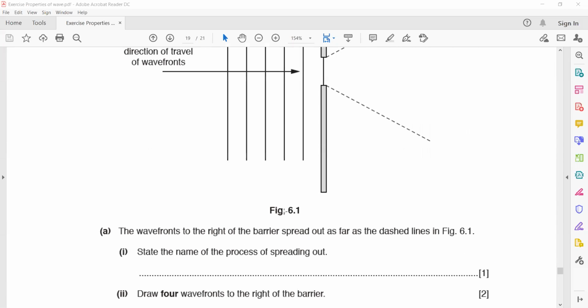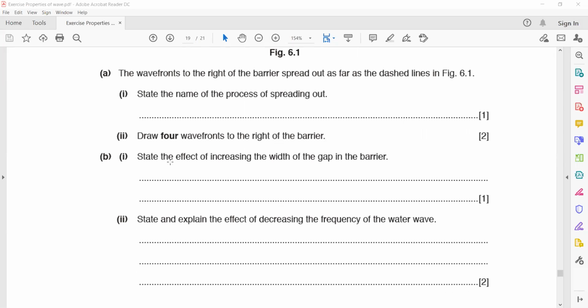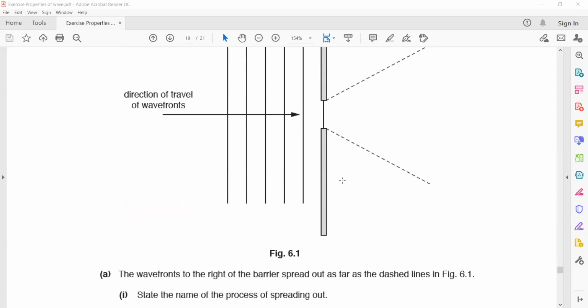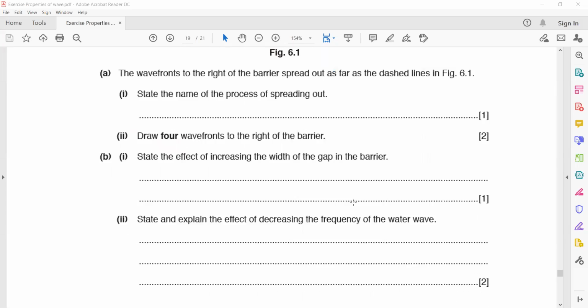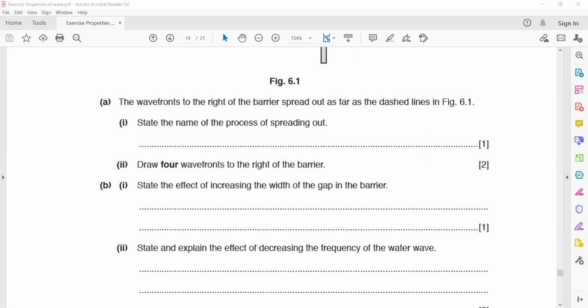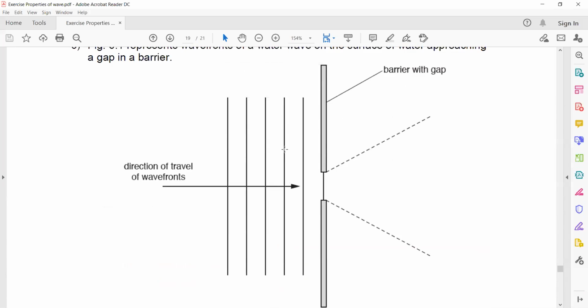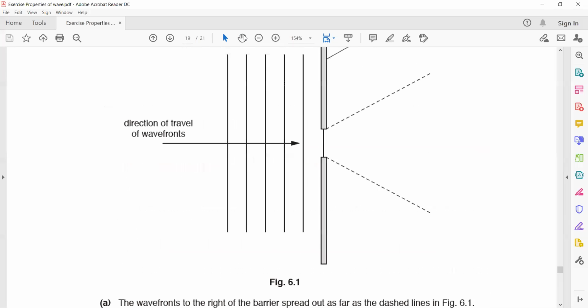Then question number 8. Question number 8, B1. State the effect of increasing the width of a gap in the barrier, and state and explain the effect of increasing the frequency. So if we increase the gap, it will reduce the diffraction, because if we increase the gap, a small amount of diffraction will occur, or less diffraction will occur.